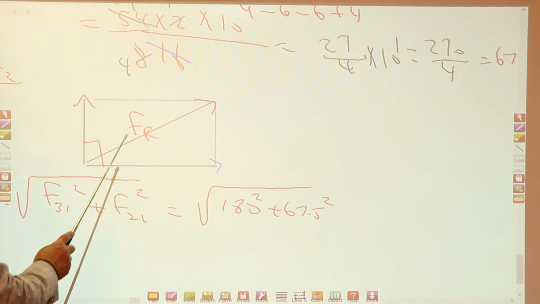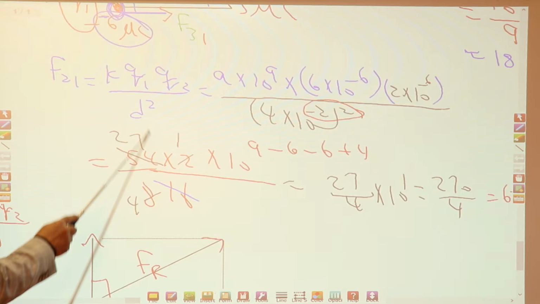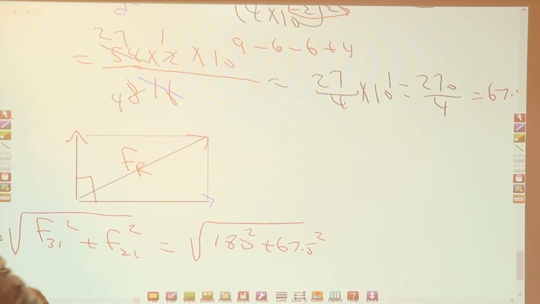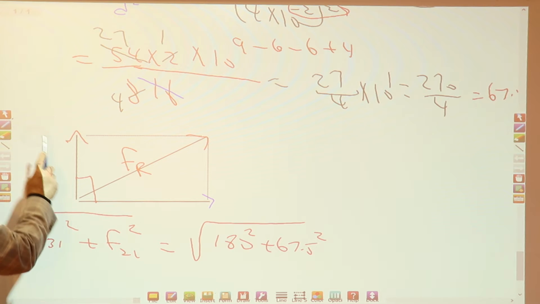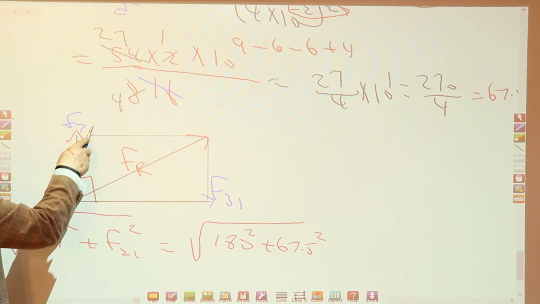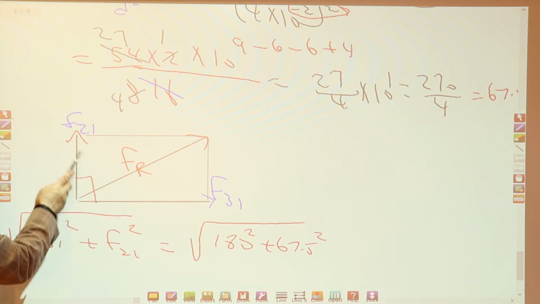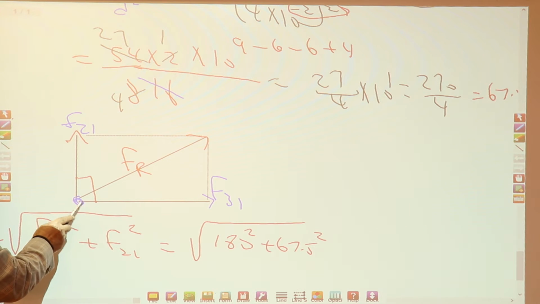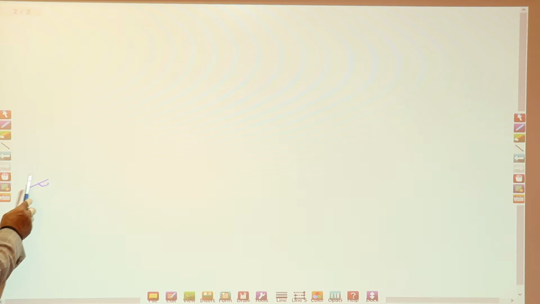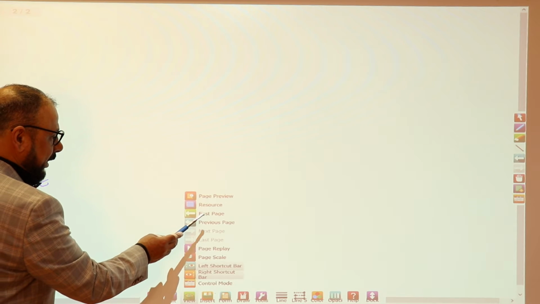Which is one F, right? This one here, I'm going to write F31 here, and this is F2 on 1, and charge 1 is here. These two forces form a 90-degree angle.